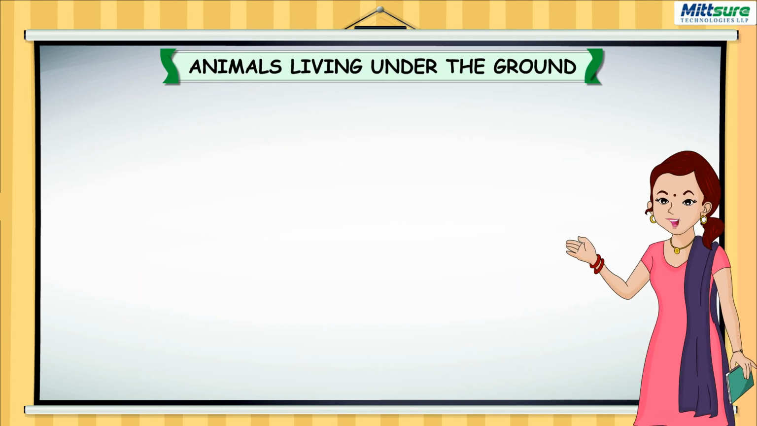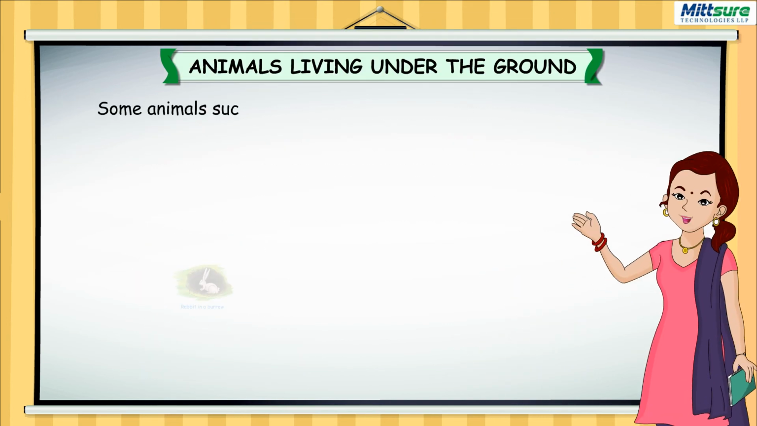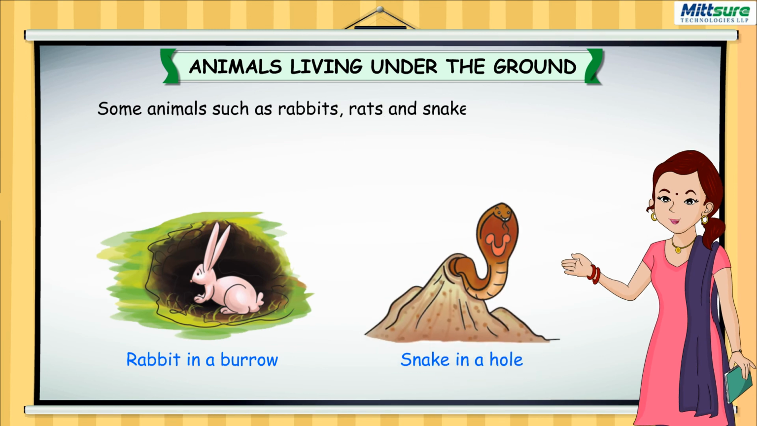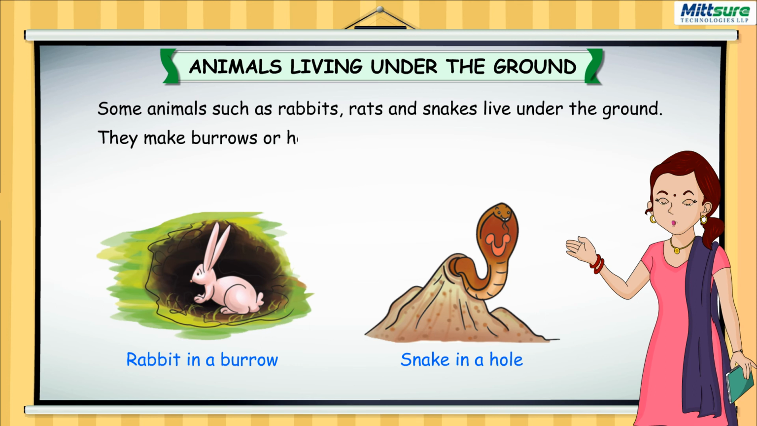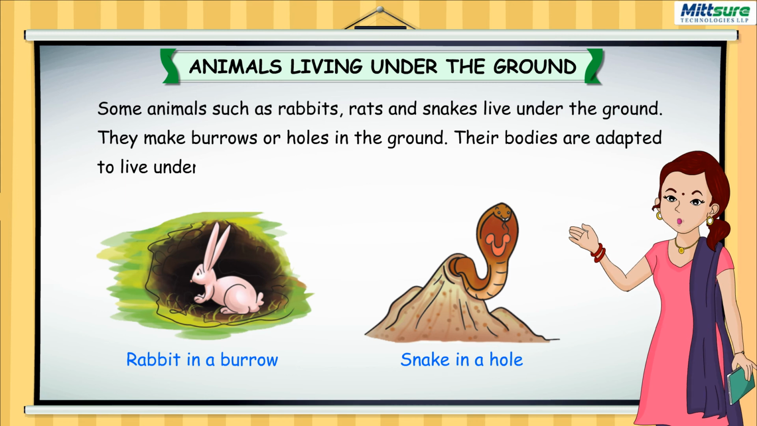Animals living under the ground. Some animals, such as rabbits, rats, and snakes, live under the ground. They make burrows or holes in the ground. Their bodies are adapted to live under the ground.